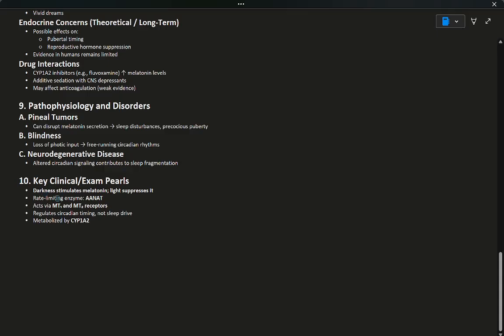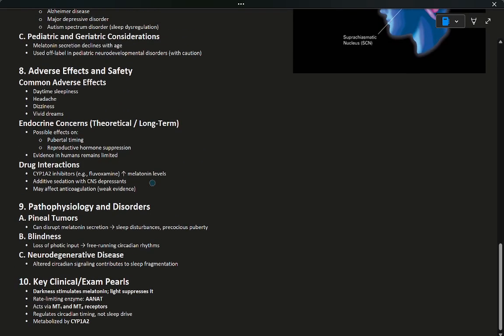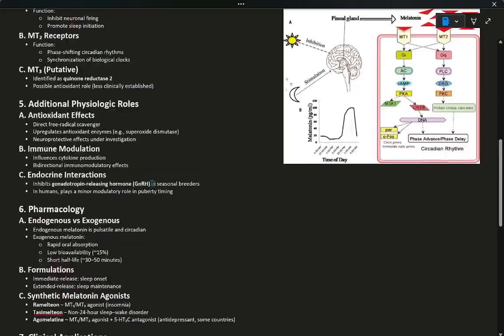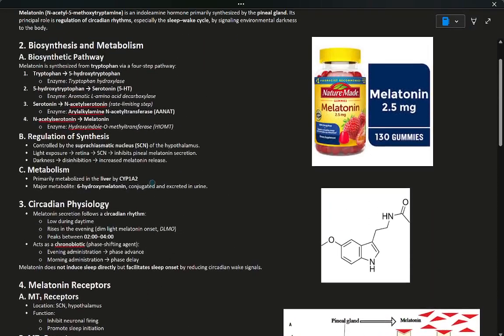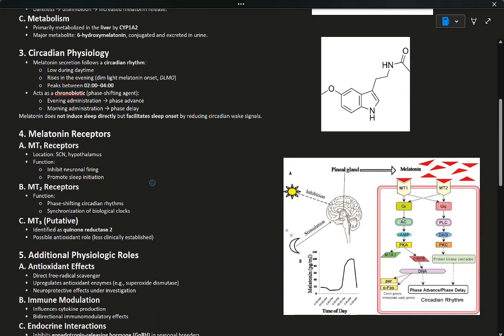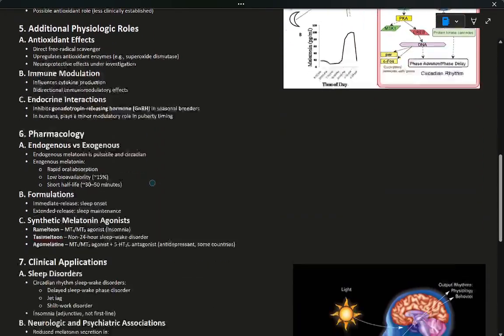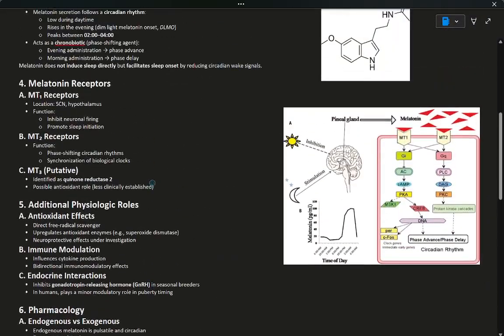And then remember that melatonin acts on the melatonin 1 and melatonin 2 receptors, and that it specifically regulates circadian timing and not sleep drive. And then finally, it is metabolized by the CYP1A2 enzyme. So that is it for today's video regarding how melatonin works. I hope you're not sleepy by now. Or if you're really sleepy, well, that's good. Get some sleep and stay relaxed. And most importantly, stay well.